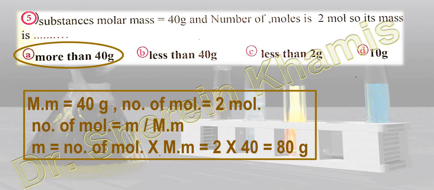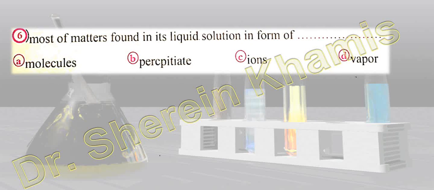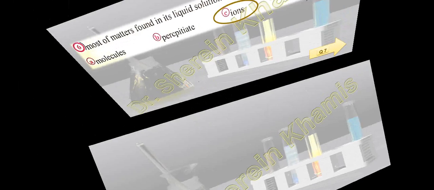We are going to question number 6. Question number 6 says that most matter present in a liquid solution is in the form of what? Okay, most of the compounds around us, we said it before, are ions. We said it's an easy question. We take it a lot of times: most of the matter that surrounds us is in the form of an ionic solution. Okay, we are going to question number 7.